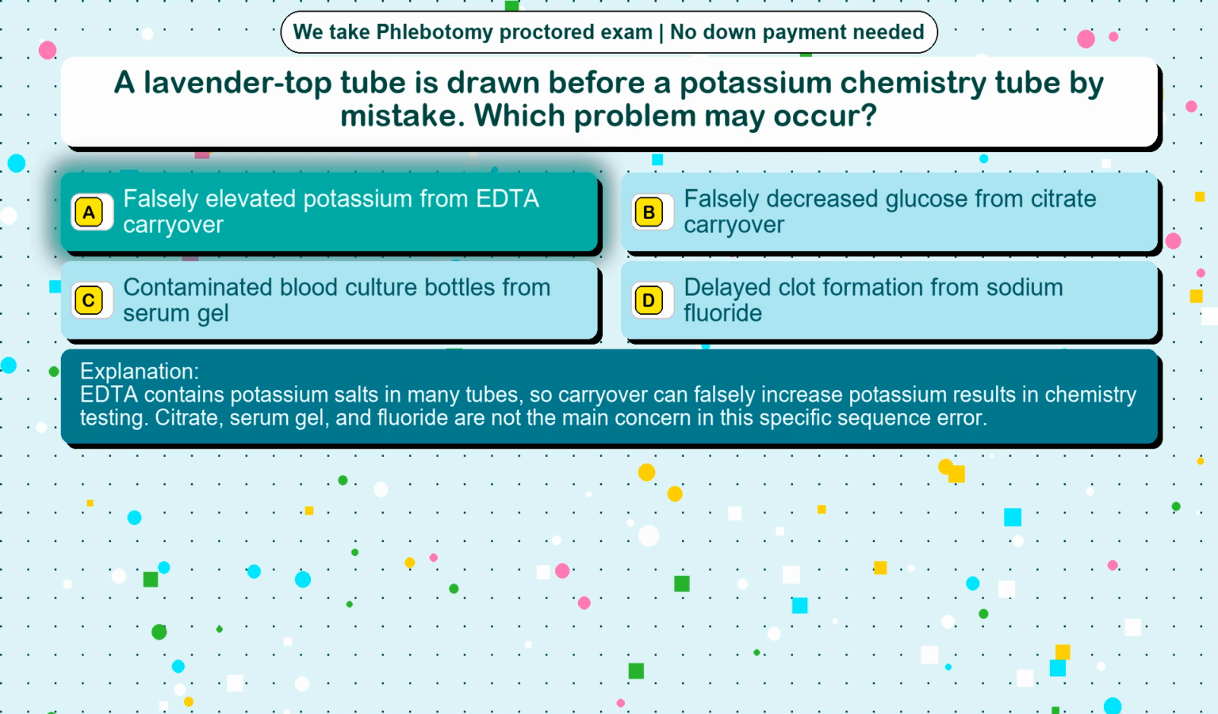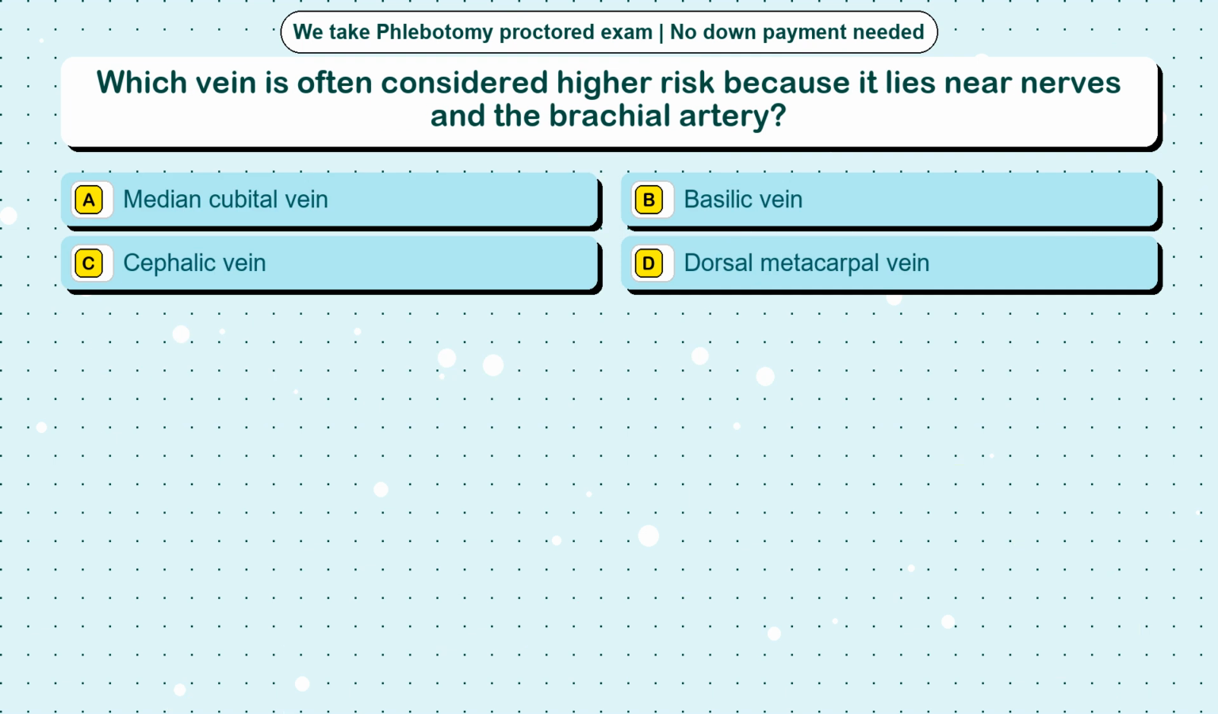EDTA contains potassium salts in many tubes, so carryover can falsely increase potassium results in chemistry testing. Citrate, serum gel, and fluoride are not the main concern in this specific sequence error. Question 49. Which vein is often considered higher risk because it lies near nerves and the brachial artery?